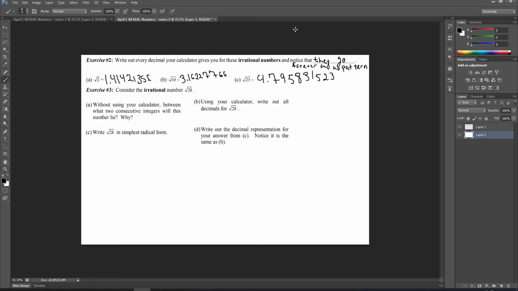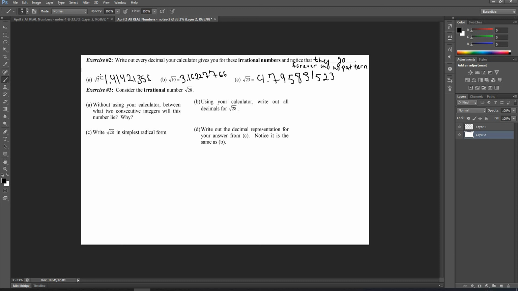Okay. We do also note that the whole number keeps getting larger. At square root of 2, the whole number was a 1. For square root of 10, the whole number was a 3. For square root of 23, the whole number was a 4. And this ties into the next part, which is that as we keep increasing, we can work with what we do know for perfect squares.